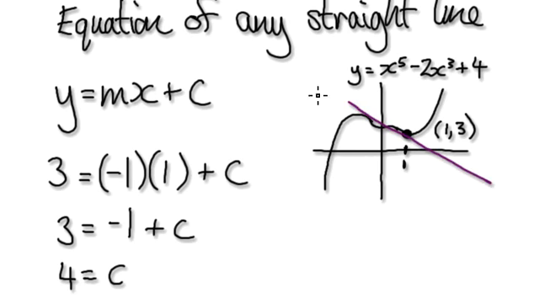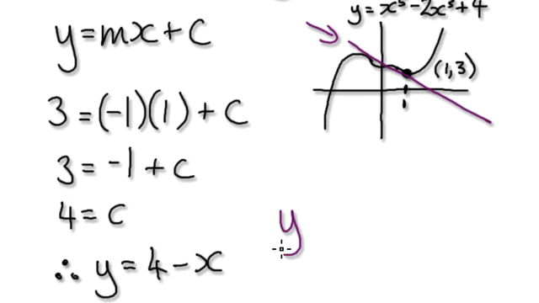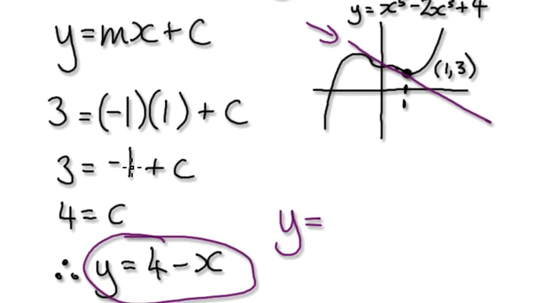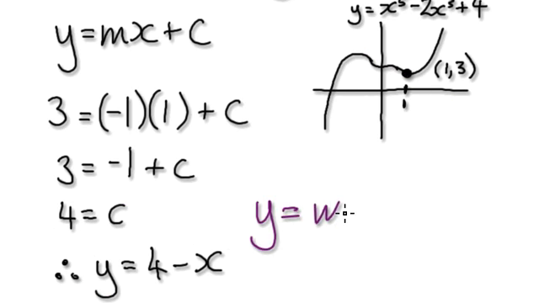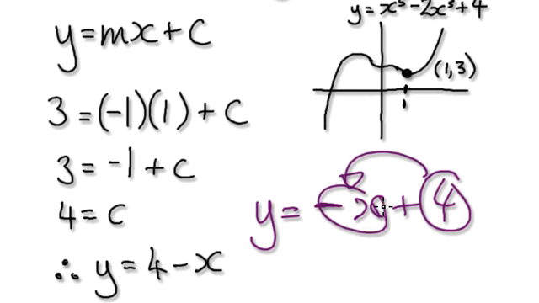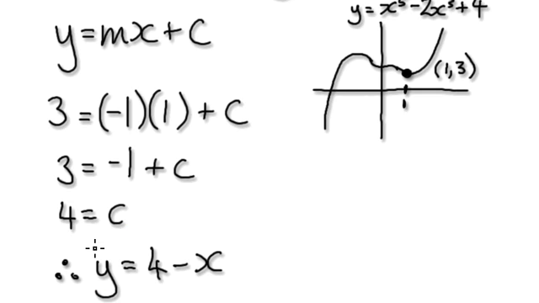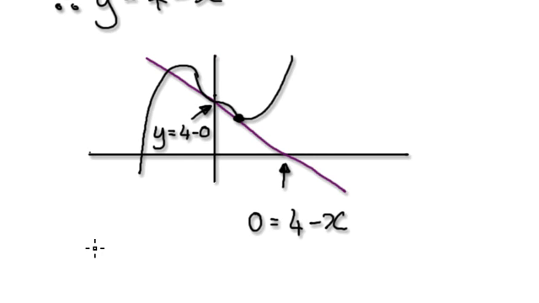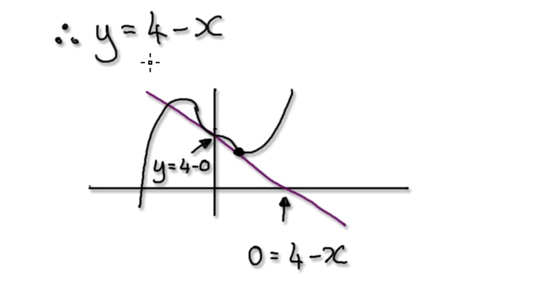So we know the equation of this tangent line, because we know the intercept is 4. The equation of that line is y equals mx plus c. We know m is negative 1, and we know c is 4. So we will switch these two around so it looks neater. So y equals 4 minus x. Now that we know the equation of this straight line, we should be able to work out this point and this point.